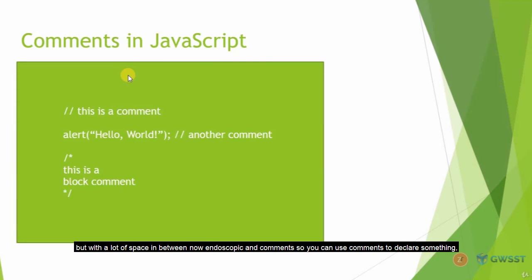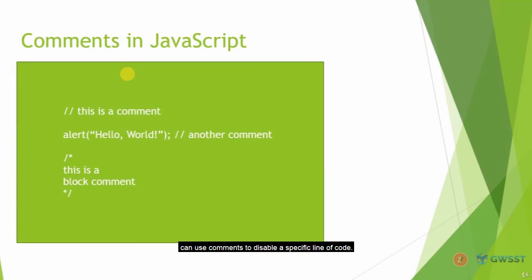Now in JavaScript you can use comments. You can use comments to declare something, and you can use comments to disable a specific line of code. There are 2 ways you can declare a JavaScript comment. The first one is by putting two slashes, and you can specify the comment. The next one is alert hello world, and you can write the same comment after this statement has ended.